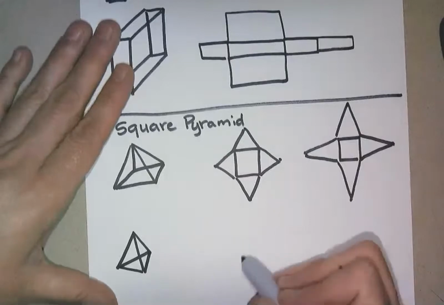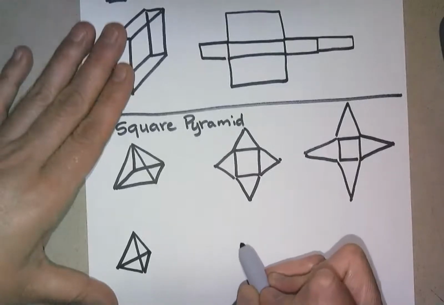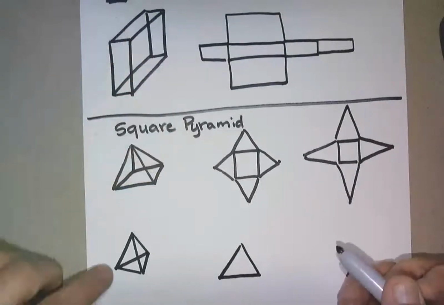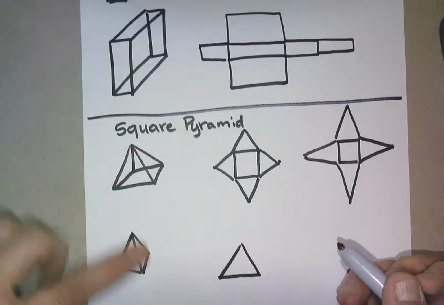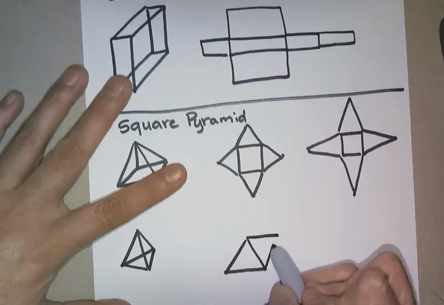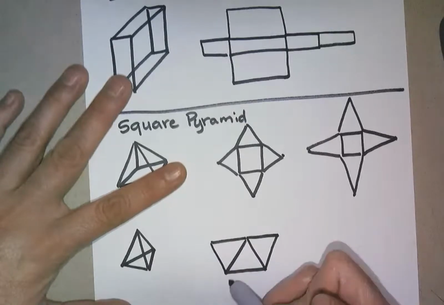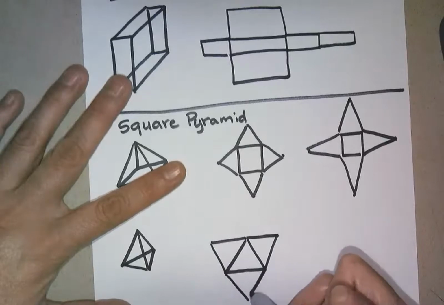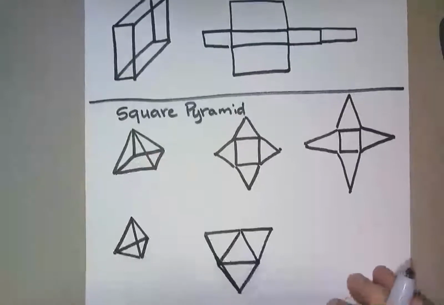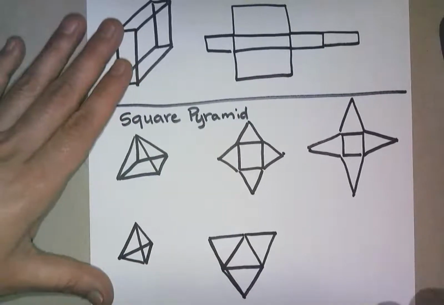So when I open it up, draw your triangle. That's your base. And then we need 3 sides. So all I do, there's one side, the other side, and then the last side is right here. See, it almost looks like a big Dorito chip. And this one is your triangular pyramid.